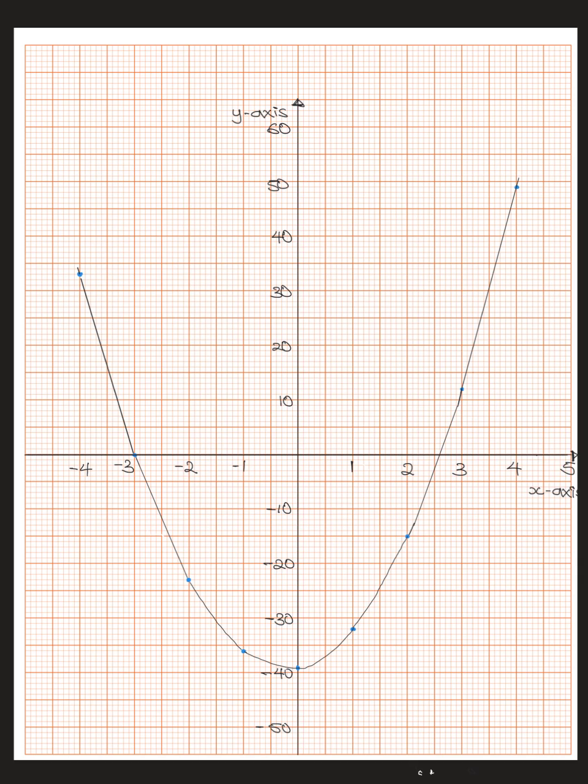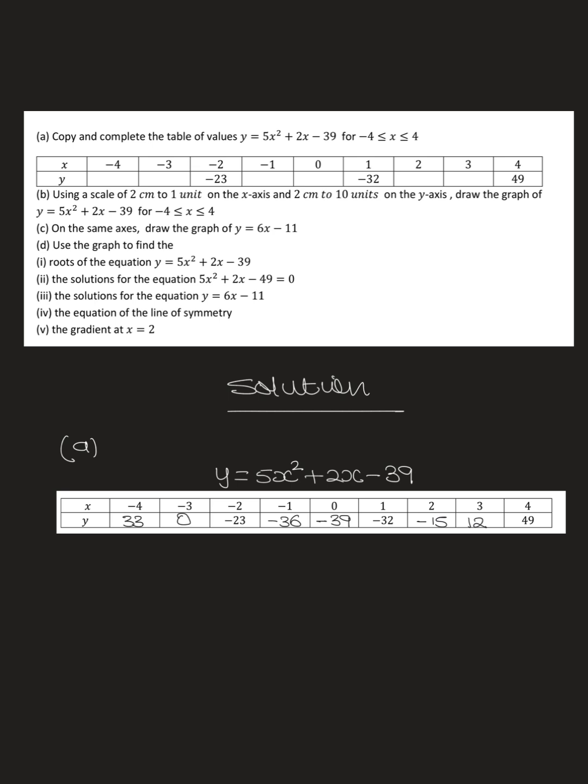So this is the graph y is equal to 5x squared plus 2x minus 39. Question C reads, on the same axis, draw the graph of y is equal to 6x minus 11. Well, this equation is different from the primary equation that is given to us. In fact, it is a linear equation. We have to plot the graph for this equation as well.